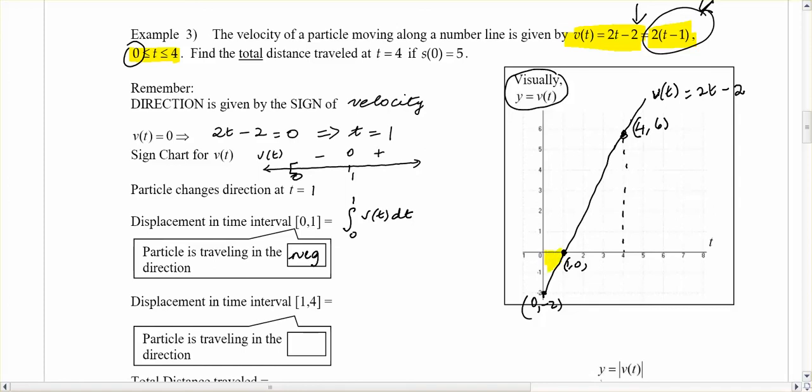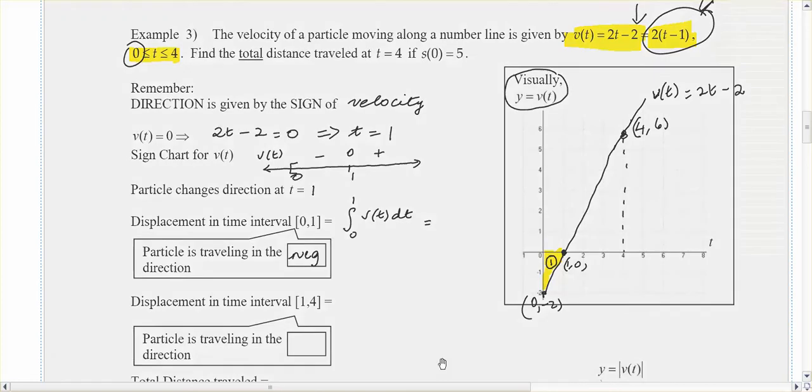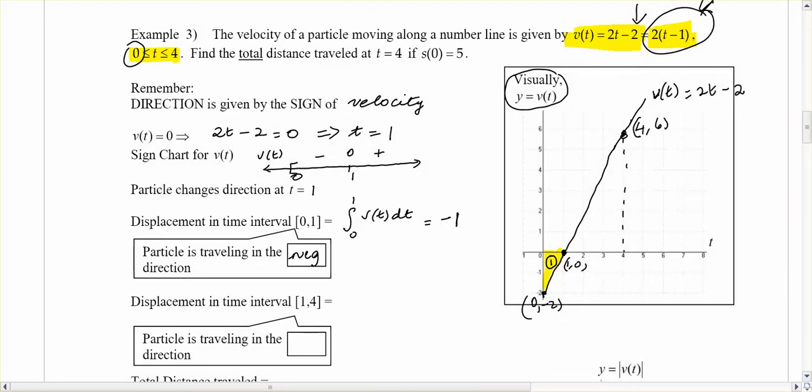If you look from 0 to 1, the function lies below the x-axis, so we know we're going to have a negative integral. Let's find that area. A half base times height is a half of 1 times 2, which is 1. That area, the yellow area, is 1, which means that the integral, because it's below the x-axis and I'm going in the normal left to right direction, is going to be -1.